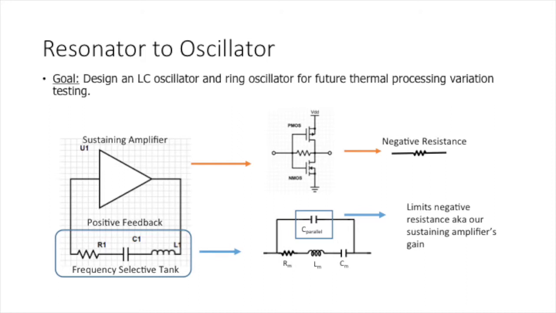The amplifier can be seen as the negative resistance or admittance that will allow the system to oscillate if its equivalent value, R negative, is greater than the losses in the resonator. We will also have to account for parasitic capacitances from the system that will essentially lower our amplifier's negative resistance.